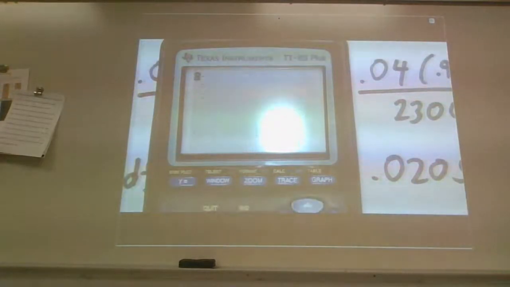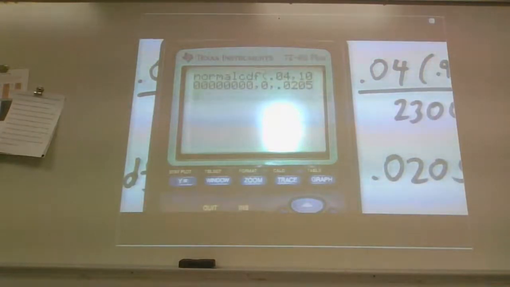If I were to do this calculation with normal CDF, 0.04, comma, big number, comma, 0, comma, 0.0205, I'm going to get a p-value that is in the ballpark, so to speak. You can kind of see it right there. It's a little bit larger. We get a p-value of 0.026.